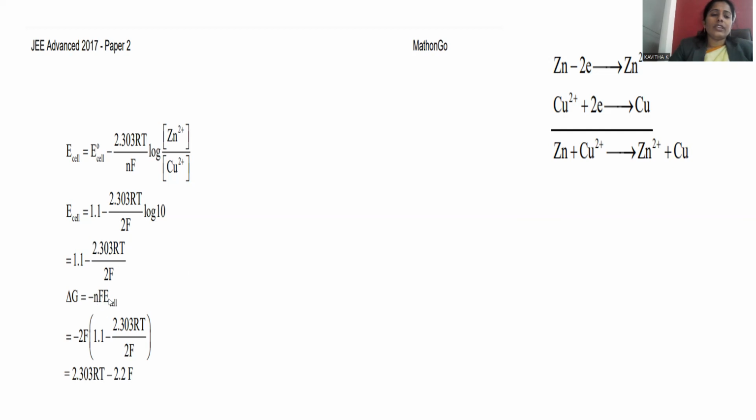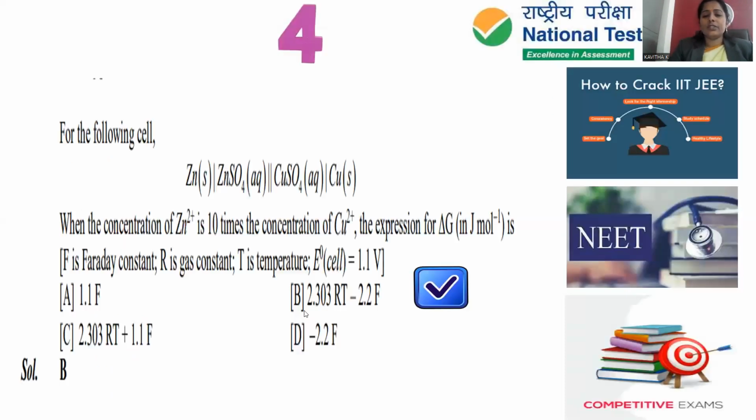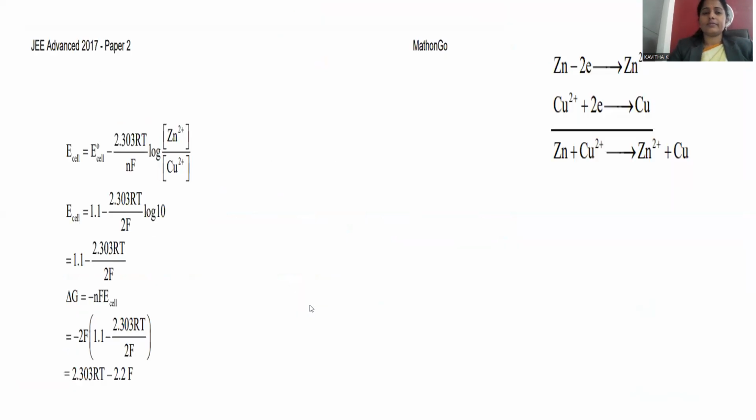If N and F are known, the E cell value, which we just calculated through the Nernst equation, you can put over here as such. Whenever minus 2F, 1.1 minus 2.303 RT by 2F can be taken, then after the entire calculation, the value will be condensed to 2.2F minus 2.303 RT. So this is the way we can achieve, and which is perfectly mentioned in option number B, so that you can cancel out all the remaining options whichever present. So for question number 4, option number B is the correct answer.